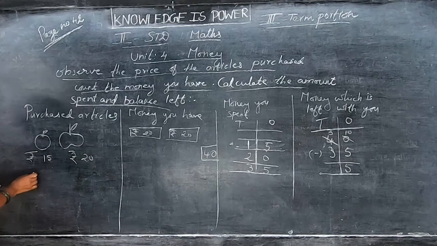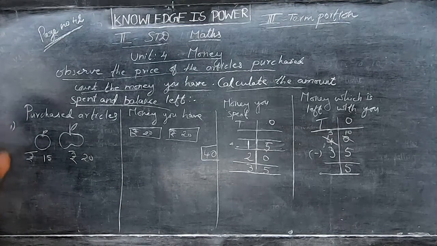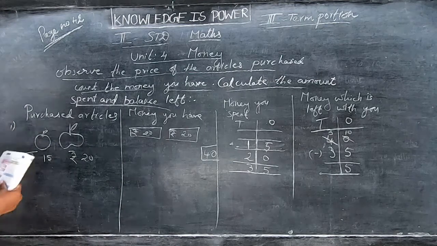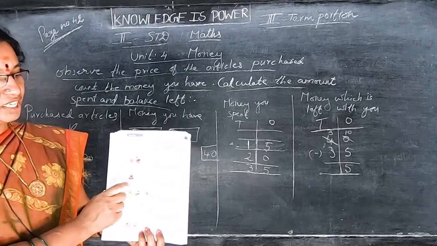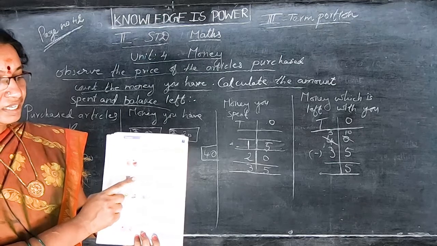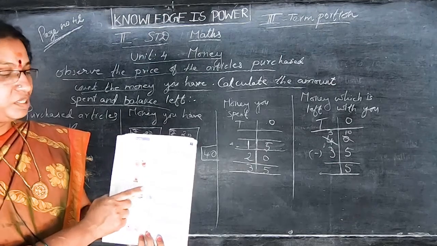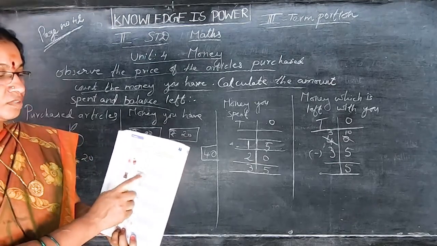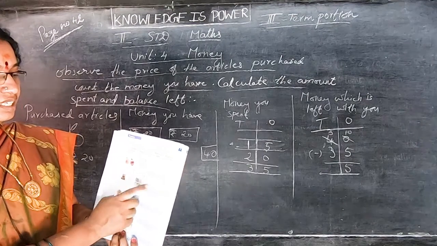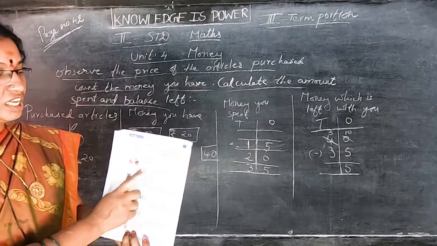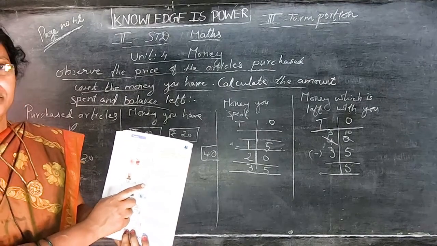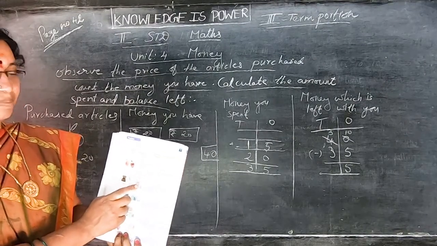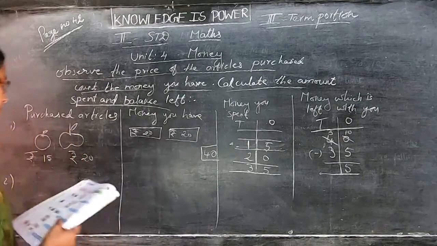See the next one. This is the first one. This is the second one. See here. One doll and one pencil you are buying. Doll for 20 and pencil for 5 rupees. They have given the notes 20, then 10 and 5. Totally how much? 20 rupees, 10 rupees, 5 rupees. 20 plus 10, 30. 30 plus 5, 35.